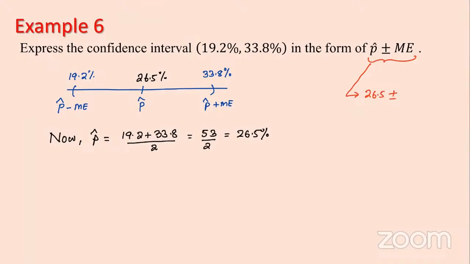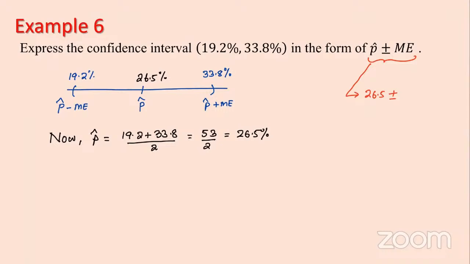See, we got this P hat here. So I wrote that. But next thing I want is the margin of error. And you know what is margin of error. If you look at the diagram here, from the point estimate in the middle, we add the margin of error to get the upper boundary. We subtract the margin of error to get the lower boundary. So how do we get the margin of error then? 33.8 minus 26.5 or 26.5 minus 19.2. Either way, you get the same value. So let's do that.